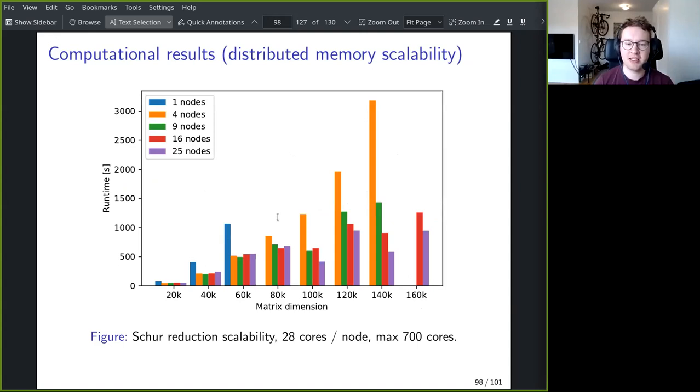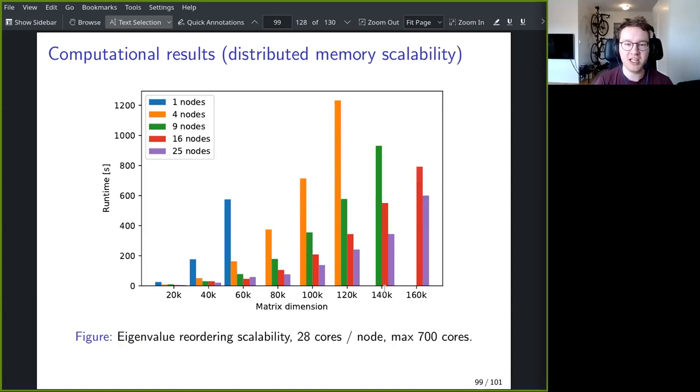When it comes to scalability, in this figure you can see on the horizontal axis different matrix sizes, from 20,000 to 160,000. Then we have runtime, and different numbers of nodes. We get really good scalability all the way up to 25 nodes as long as the matrix is reasonably large. And when we look at the Eigenvalue reordering step, you can see even better scalability. We pretty much see almost linear scalability all the way to 25 nodes. Each node has 28 CPU cores, so it's 700 cores.